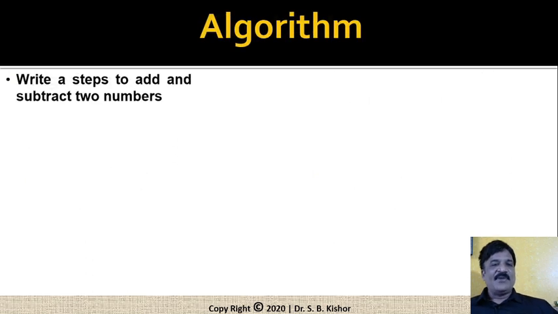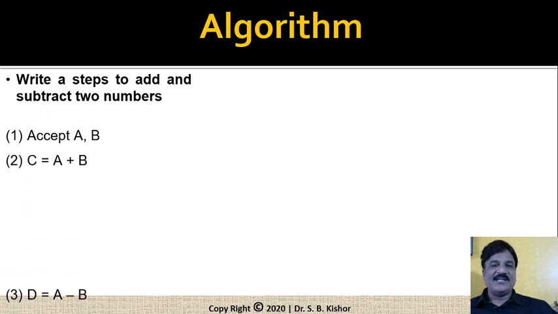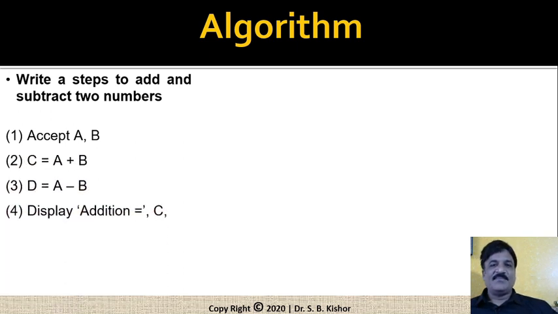The problem is: write the steps to add and subtract two numbers. In this particular case, there are basically two unknown numbers. So what will the first step be? Accept the two values, say in variables a and b. Once you know the two numbers, what will you do? You will perform their addition and their subtraction. Finally, display the results one by one and stop.